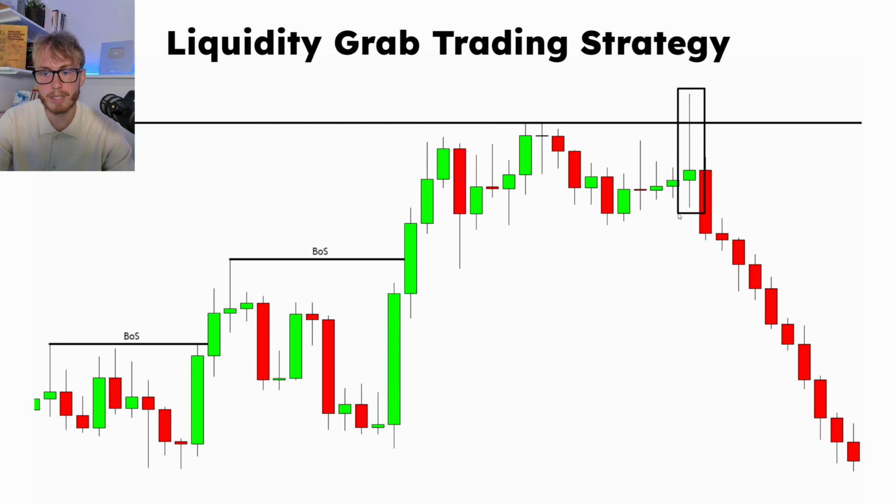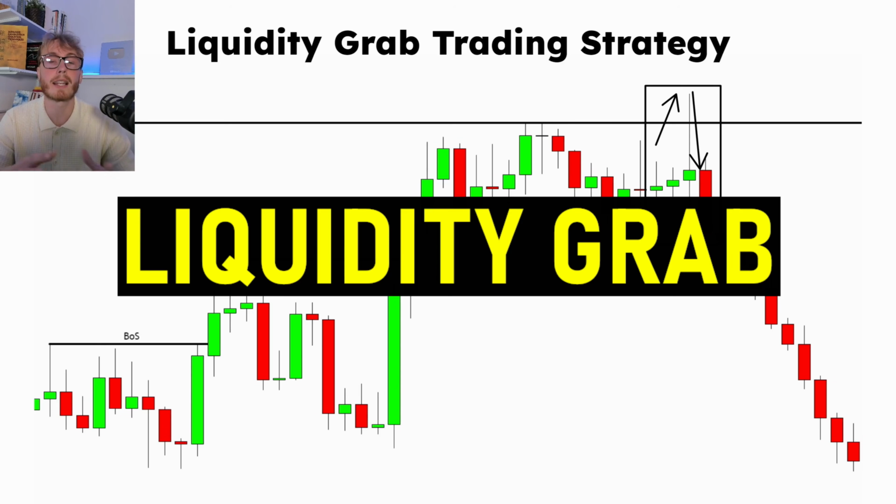But here, on this green candle, we can see something very interesting. We can see that the price quickly pushed above the resistance level we need to create yet another break of structure. But since the price pushed above and then immediately saw a sharp movement to the downside, this is actually an indication that we are seeing a liquidity grab.